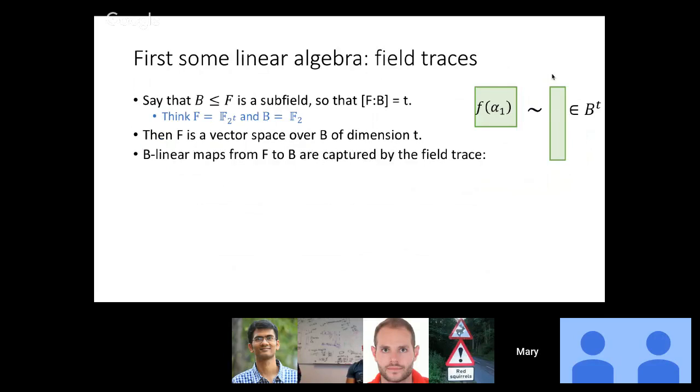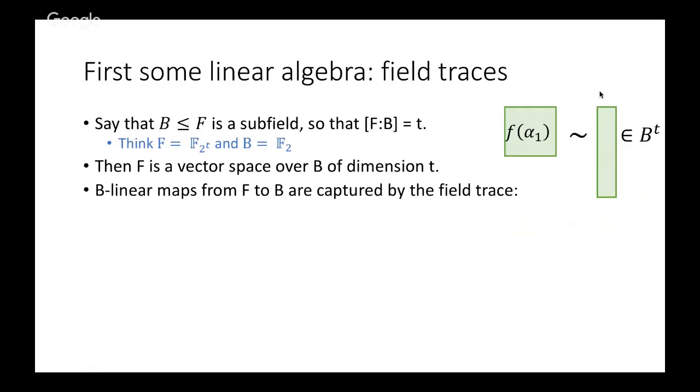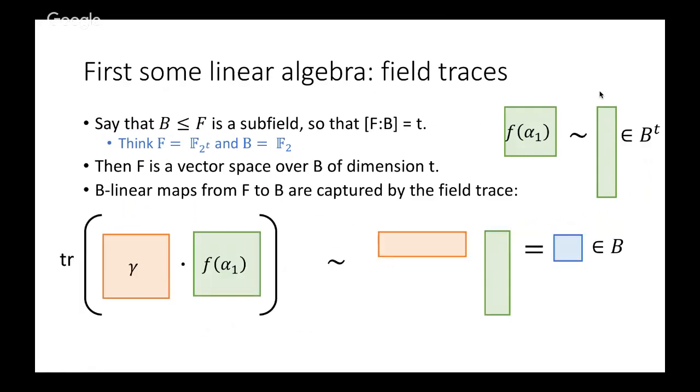It's called the field trace. B-linear maps from F, the big field, down to B, the small field, are completely captured by the field trace. So if I have an element of my big finite field, f of alpha 1 here, and I'm thinking of it as a vector of length T, then if I want to consider the inner product of this vector of length T with some other vector of length T, which is going to spit out some scalar in B, the small field, so think of this as just a bit, then I can do this over the big finite field by taking a trace.